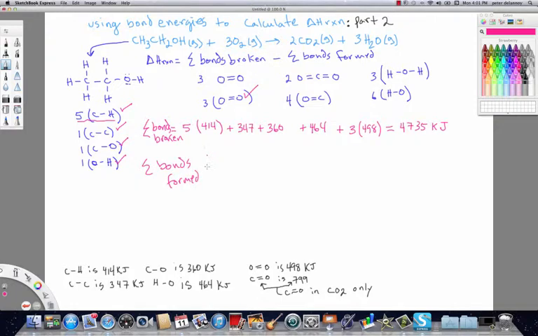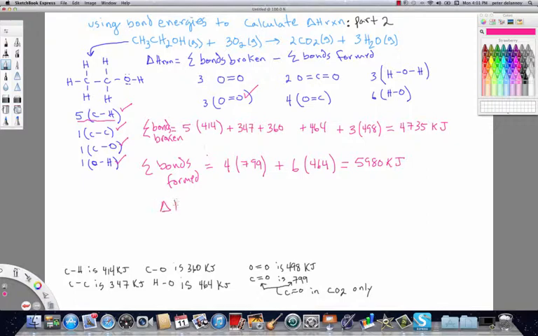Okay, now, so we're going to have a total of 4 O double bond C's for the carbon dioxide. So that's going to be 4 times 799. And that's going to be added to 6 HO bonds, which is going to be 464, for a grand total of 5,980 kilojoules. Now we'll do our subtraction.